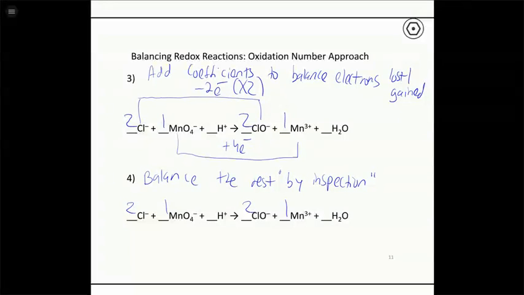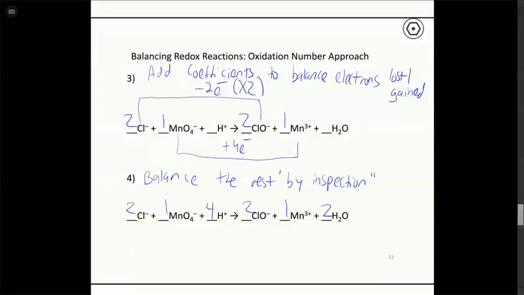So on the reactant side, we have 4 oxygens from permanganate. On the product side, we only have 2 oxygens for ClO minus. So if we put a 2 in front of water, that's going to balance the oxygen. So now we have a total of 4 oxygens on each side. And now by adding 2 waters to the product side, we have 4 hydrogens over here. We need to have 4 hydrogens over here. So we put a coefficient of 4 in front of H+.